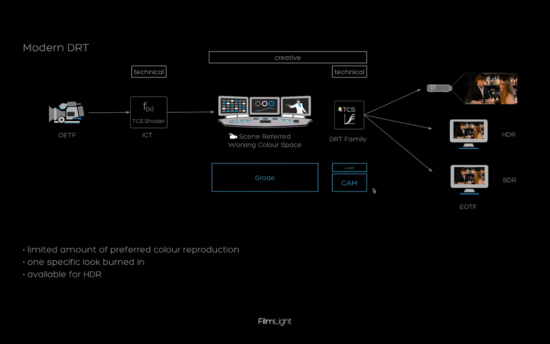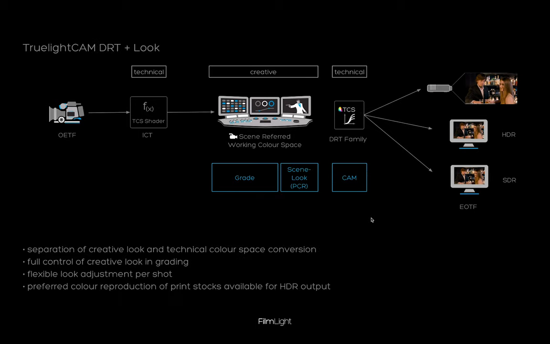Typical modern DRT families have a certain amount of preferred color reproduction built into the DRT, the so-called look of it. This is not only a technical process, but also a creative one. So the DRT does not only deal with the technical color appearance modeling for different viewing conditions, but also burns in a certain look. Truelight CAM, in contrast, separates the creative from the technical processes.